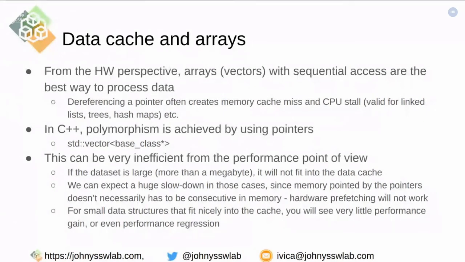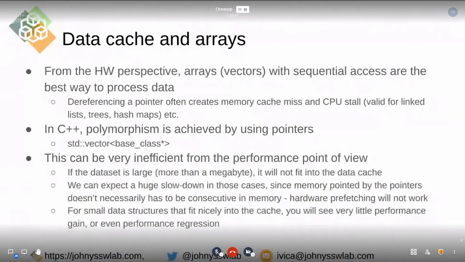Trees are, again, an example where you can suffer data cache misses, because every time you dereference a pointer to move to another node in the tree, you will see a cache miss. Hash maps, again, you're accessing an array. You have a block of memory, which is actually an array, and you're accessing a single element, but it's random, and the prefetcher cannot do anything about it.